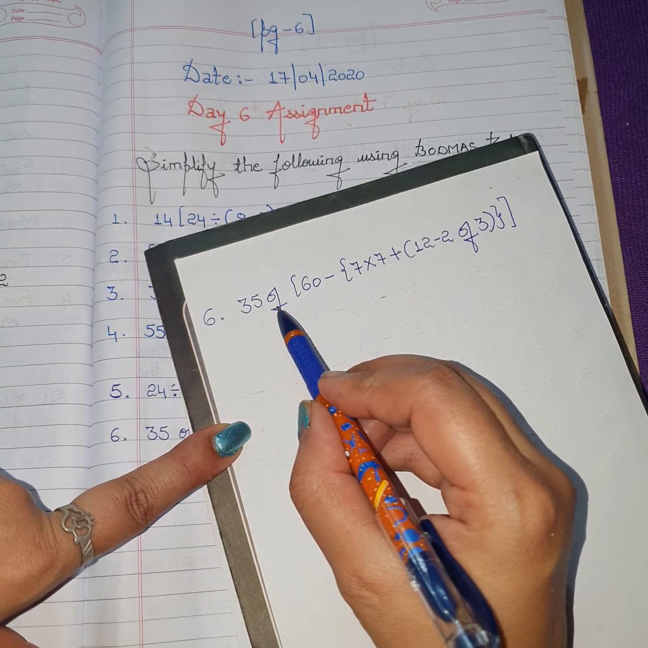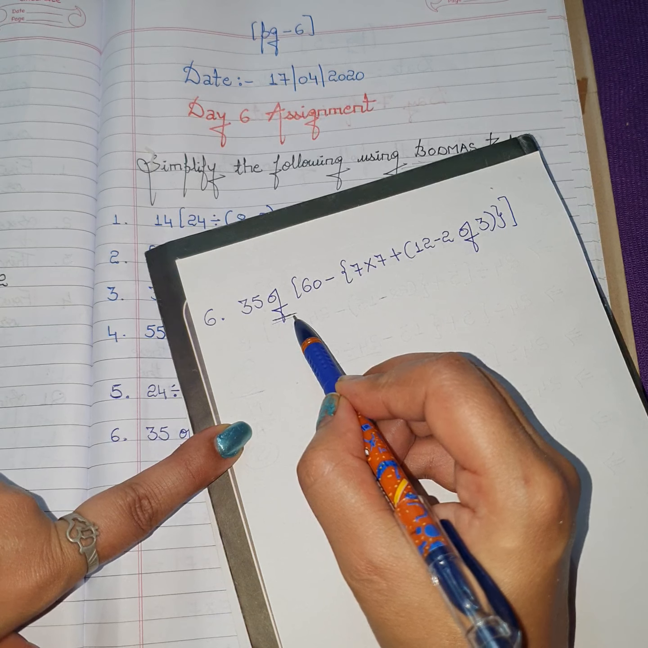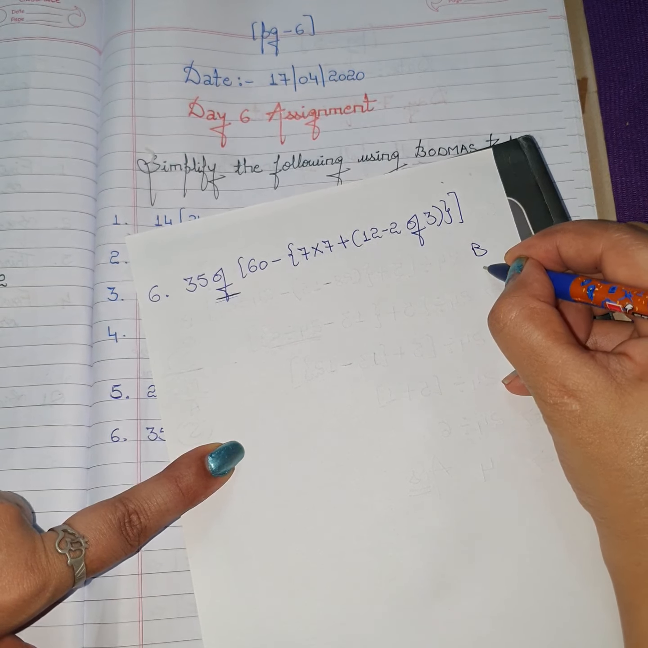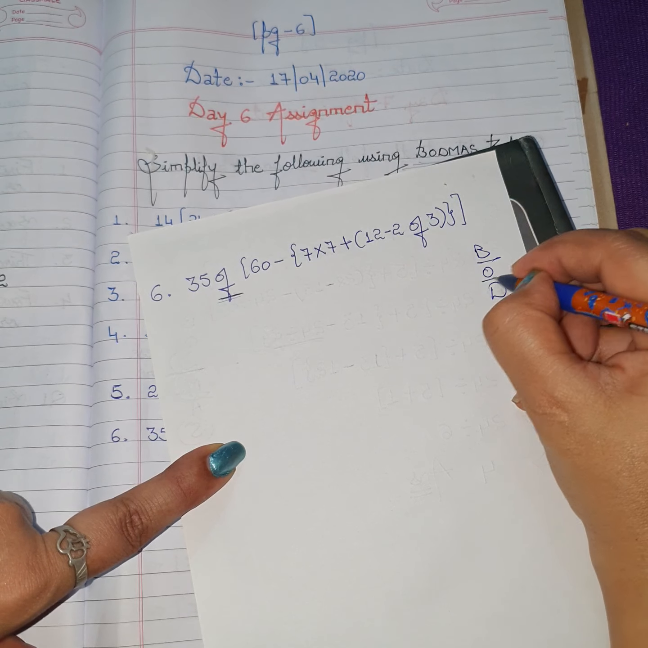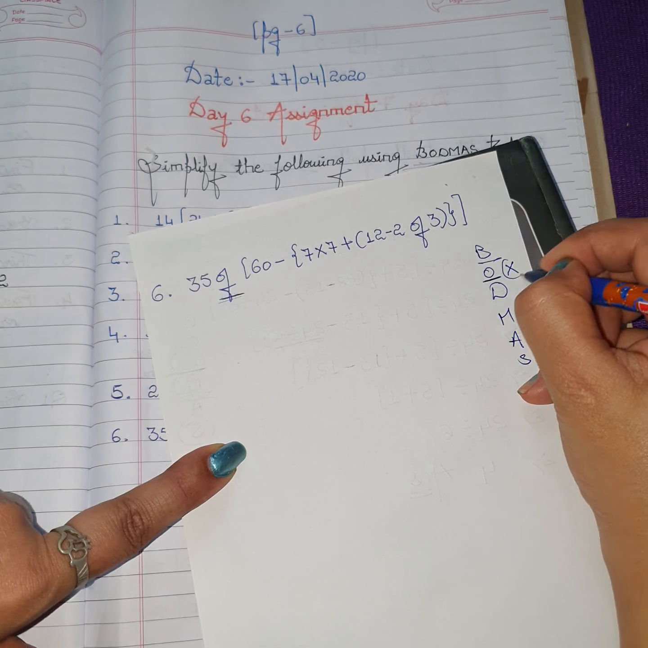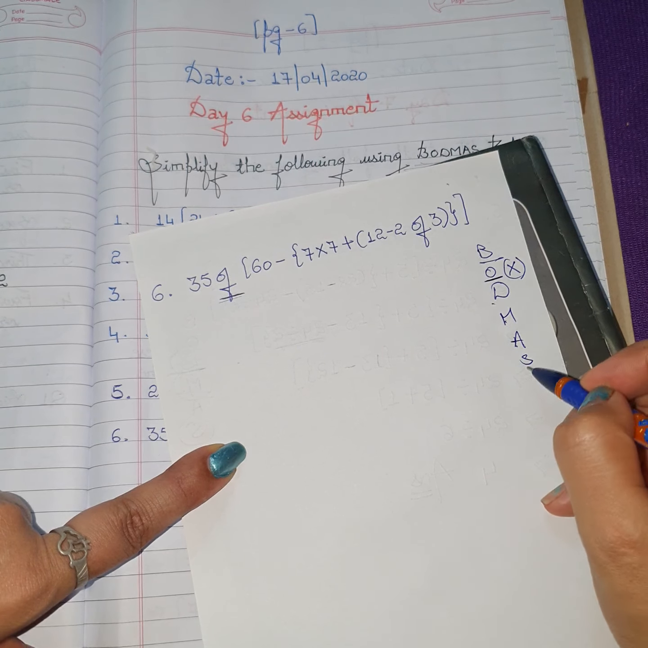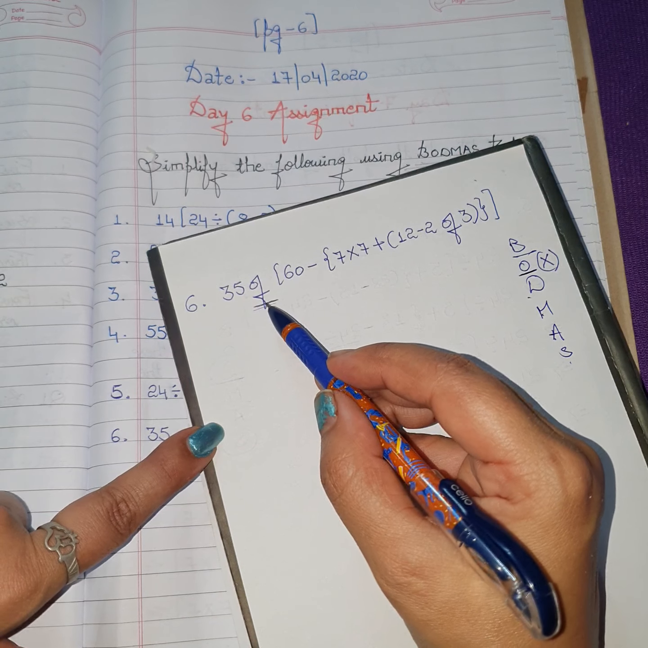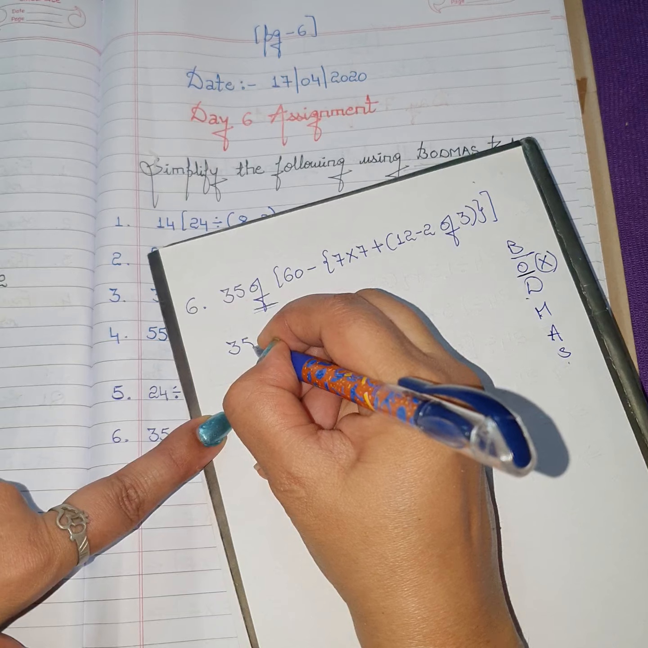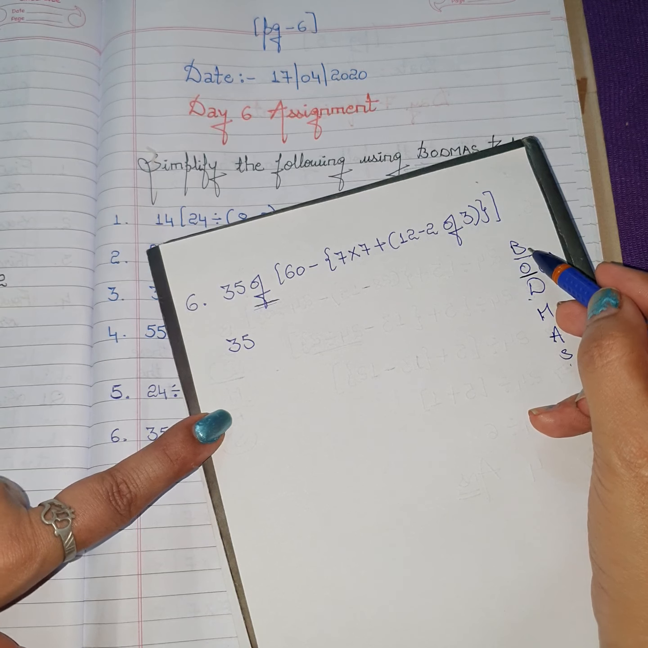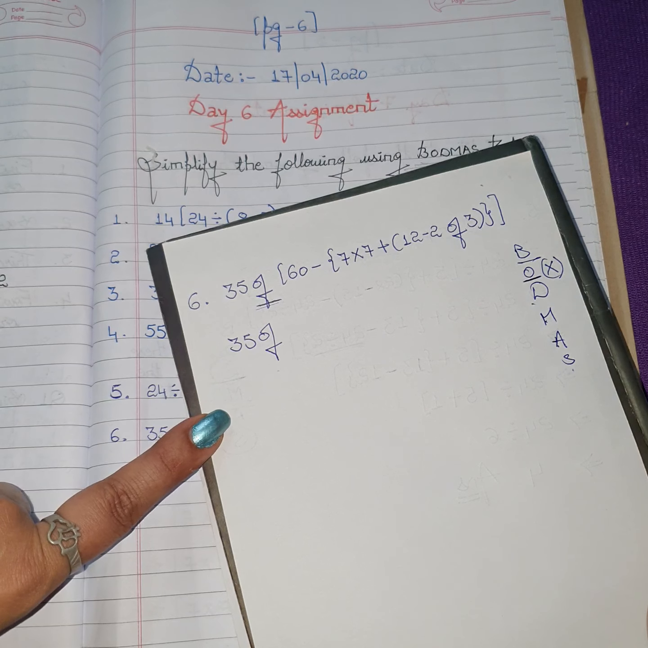This is 35 off. Yesterday we had not done any question with this off sign. From BODMAS, I told you yesterday that B is bracket, O means off, and off means multiplication, then division, multiplication, addition and subtraction. So now one question with this off. First of all, 35, and we have to solve the bracket first. So first of all I will write this off as it is. I will not change this off.